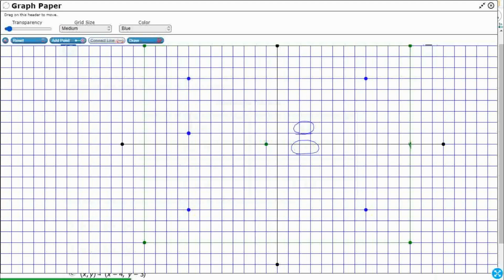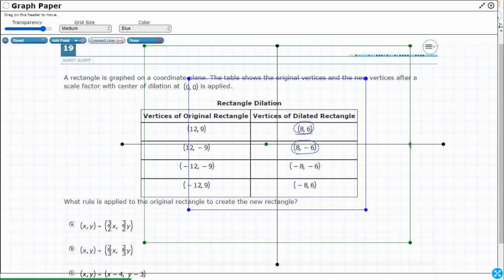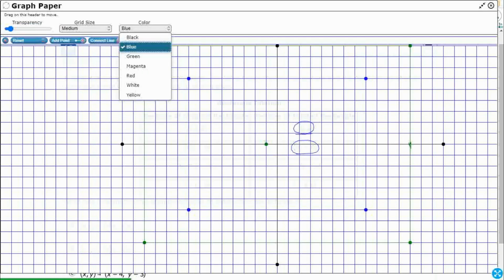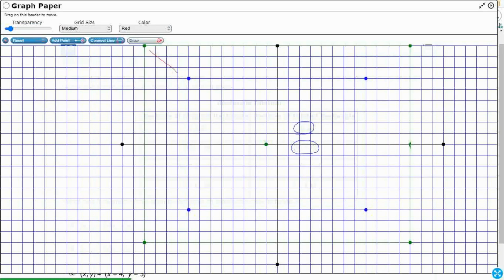Now, why take the time to do all this? Because if we visualize it, then it's going to be a little bit easier for us to find the rule. Because look what it says. Rules apply to the original rectangle, that's the one in green, to create the new rectangle. Well, what happened? It got smaller. It got a lot smaller. It went from out here into right there, so it shrunk.